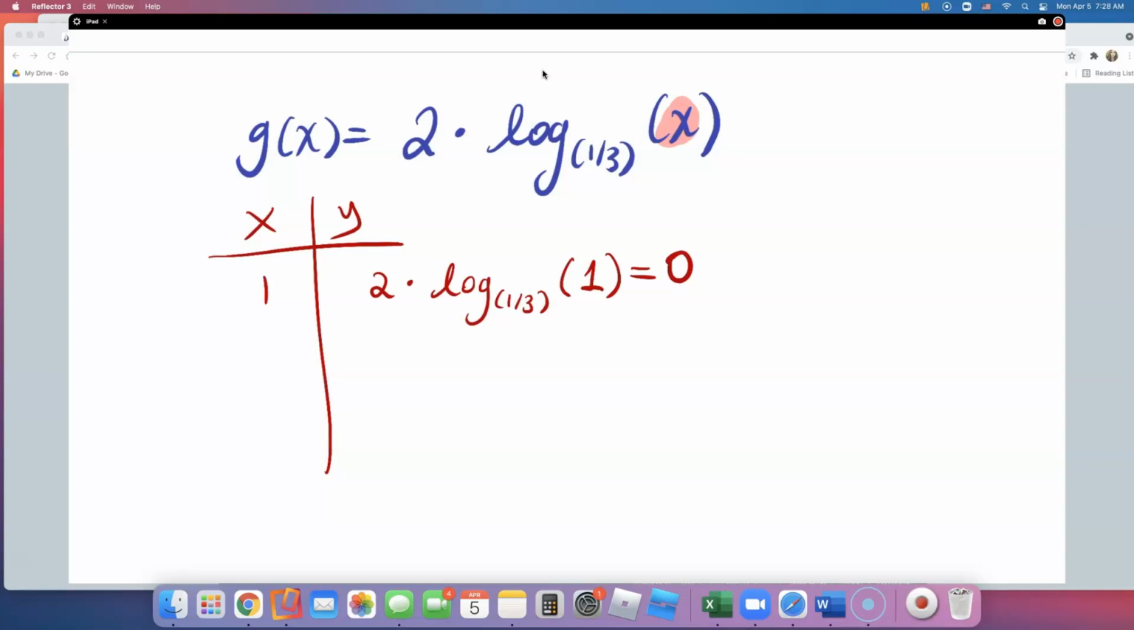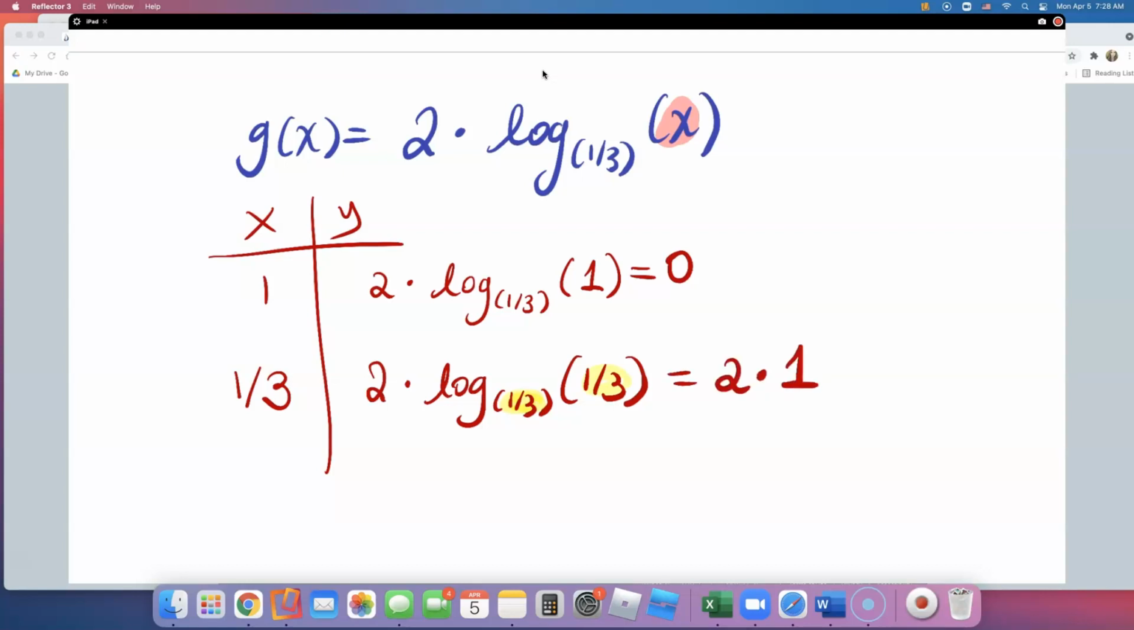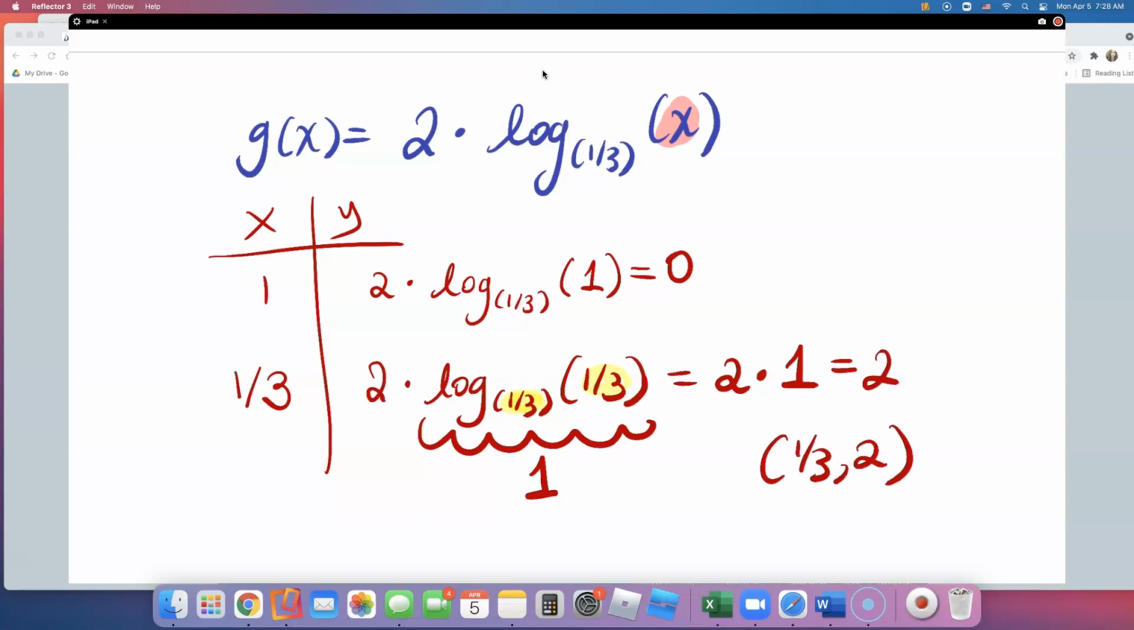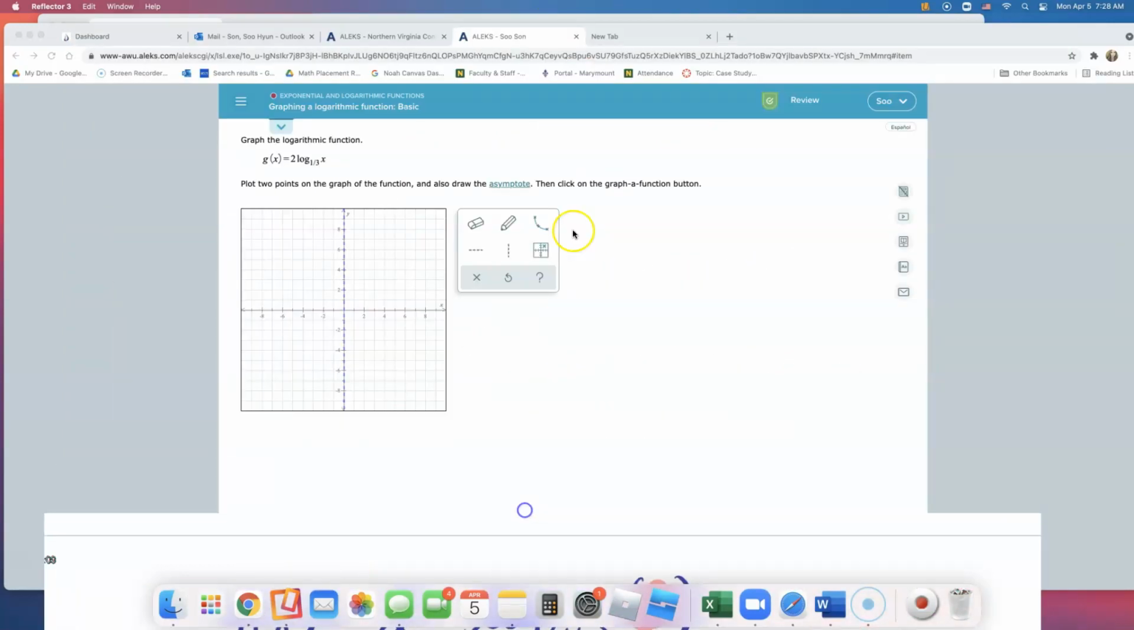Next one. What if I plug in 1/3 in here? Why am I doing that? Because if I plug in 1/3, you notice how this log base of 1/3 and this argument of 1/3 are exactly the same thing. So this is going to give us 2 times 1, because the log is just 1, and 2 times 1 is 2. So I can plot a point at (1/3, 2). So I have 2 points to plot: (1, 0) and (1/3, 2).